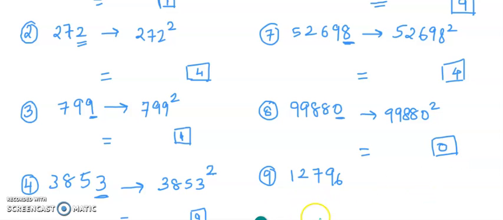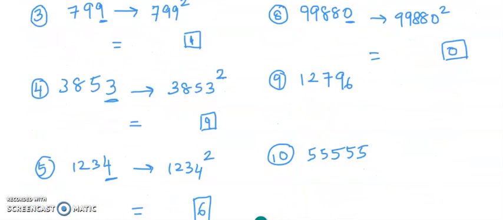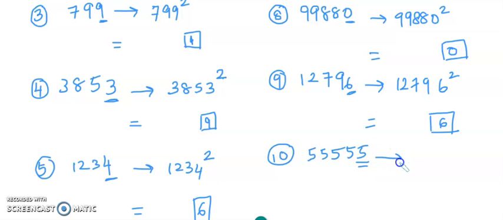Okay, next is the number with 6 as its last digit, which is this one. So if I square it, 12796 square. So when I'm squaring it, 6 square means the last digit will be 6 because 6 6s are 36. Next, 55555. So again my last digit is 5. So if we are squaring it, right? So this perfect square will end with the digit 5 because 5 5s are 25.